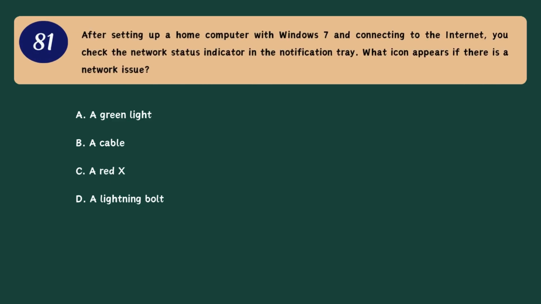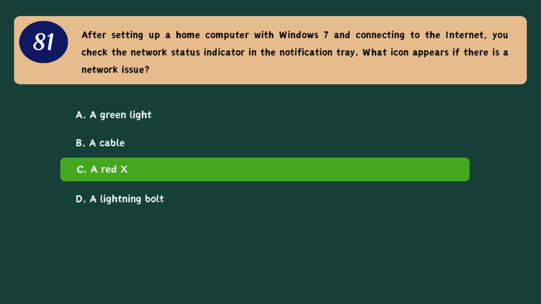Question 81. After setting up a home computer with Windows 7 and connecting to the Internet, you check the network status indicator in the notification tray. What icon appears if there is a network issue? A. A green light. B. A cable. C. A red X. D. A lightning bolt.